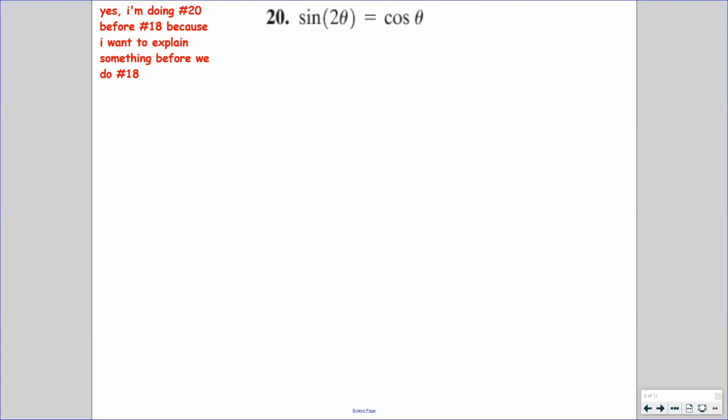All right, so take a second and write number 20 down. We've got the sine of 2 theta is equal to the cosine of theta. We've got to figure out the general solution equations and then the particular solutions between 0 and 2 pi. I'm going to first start by expanding the left-hand side. The sine of 2 theta, we can expand using those trig identities. That's going to become 2 sine theta cosine theta.